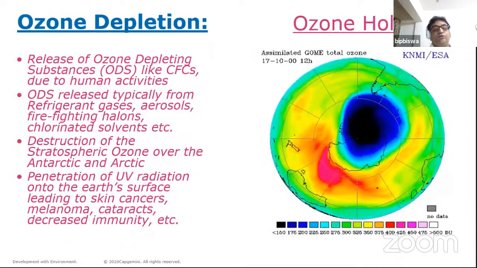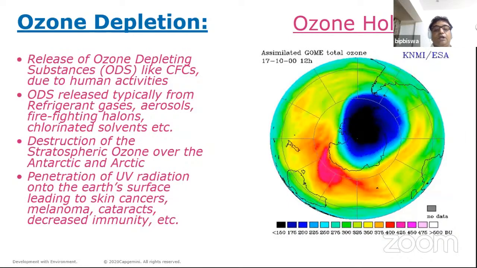And then there is ozone depletion, where the use of ozone depleting substances, ODS, like CFCs, or chlorofluorocarbon or hydrofluorocarbon, due to human activities, which we use increasingly in cooling towers or coolers, or the refrigerant gases or the aerosols, etc. And these actually lead to the destruction of the stratospheric ozone. Ozone otherwise prevents the harmful radiation, and hence protects us from the harmful radiation.